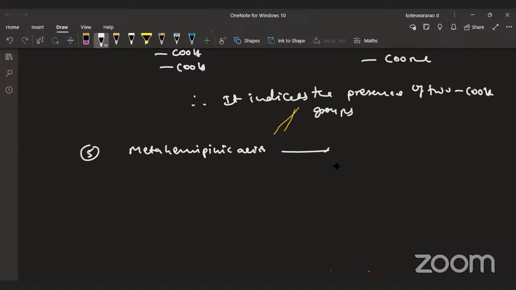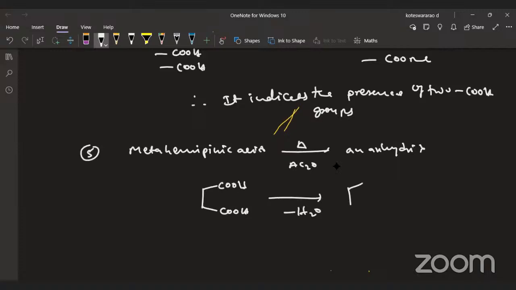Metahemipenic acid is subjected to boiling in acetic anhydride. This is the dehydrating agent. It leads to the formation of an anhydride. Anhydride means when the carboxylic acid groups are present in adjacent positions, it loses the water molecule. Then it leads to the formation of an anhydride.